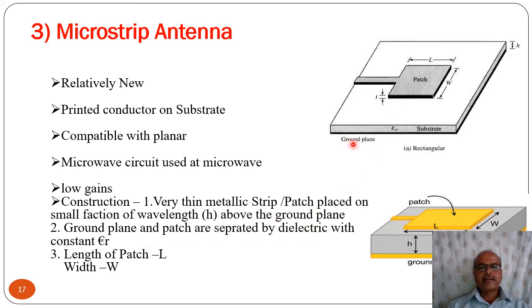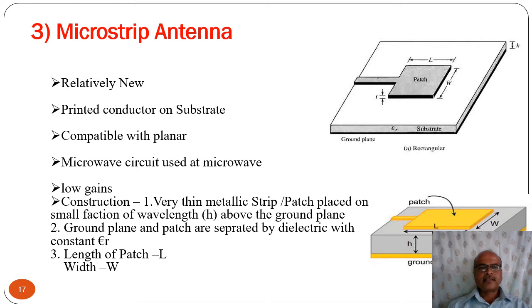This is a ground plane, and this patch; they are separated by this dielectric with constant epsilon r. The length of the patch is capital L. This is the length of the patch, and this is the width of the patch.